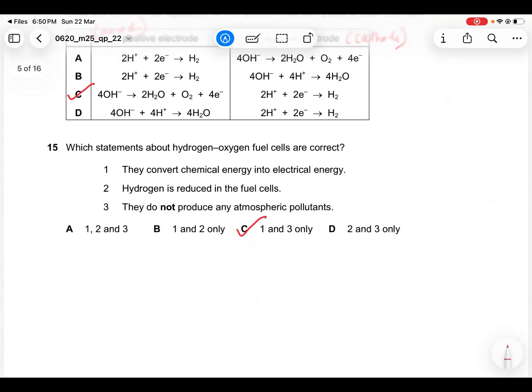Which statements about hydrogen oxygen fuel cells are correct? They convert chemical energy into electrical energy. So yes, because the name itself tells that they act as a fuel cell, so they convert chemical energy into electrical energy. Hydrogen is reduced in the fuel cells. No, it is being oxidized. They do not produce any atmospheric pollutants. That is true, because hydrogen oxygen fuel cells only produce water and heat. There is no carbon dioxide or monoxide produced here. So option 1 and 3 are correct.